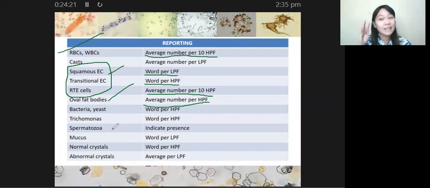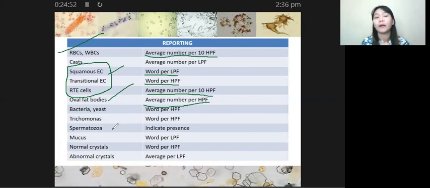Ayan. Pag significant yung sediment, average number yan. Okay? Either per LPF or per HPF. Okay? With the exception of your bacteria. Diba? With the exception of your bacteria as well as your trichomonas, lahat na ng significant na sediment ay nire-report ng average number per HPF or LPF.